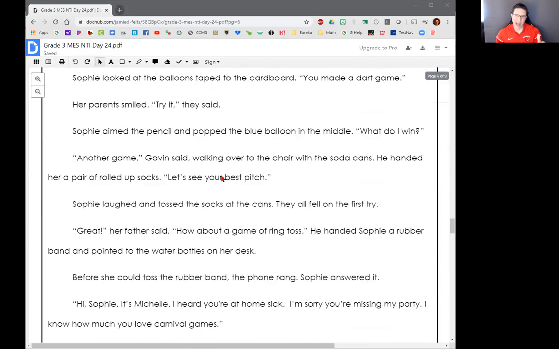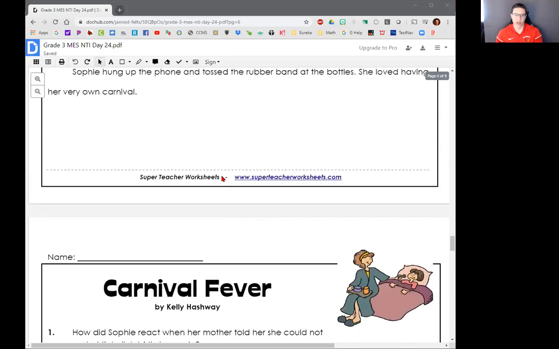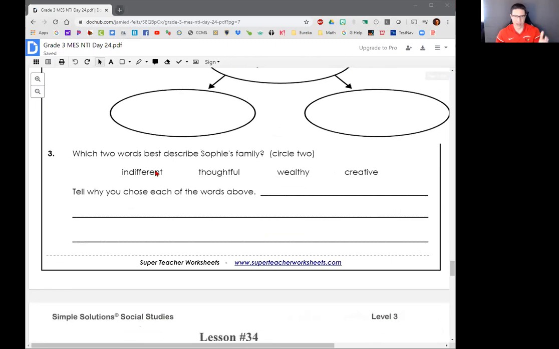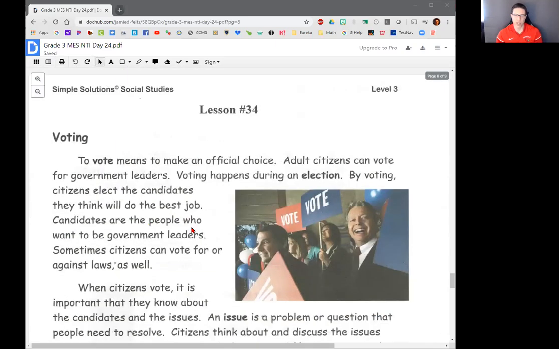Remember to refer back to the story. Underline stuff, circle stuff, whatever helps you. Number 2 is a graphic organizer, 3 carnival games in Sophie's bedroom. Go back and find those 3, fill in this graphic organizer, and then go ahead and finish that part of the lesson up. And finally, social studies, lesson 34 talks about voting.